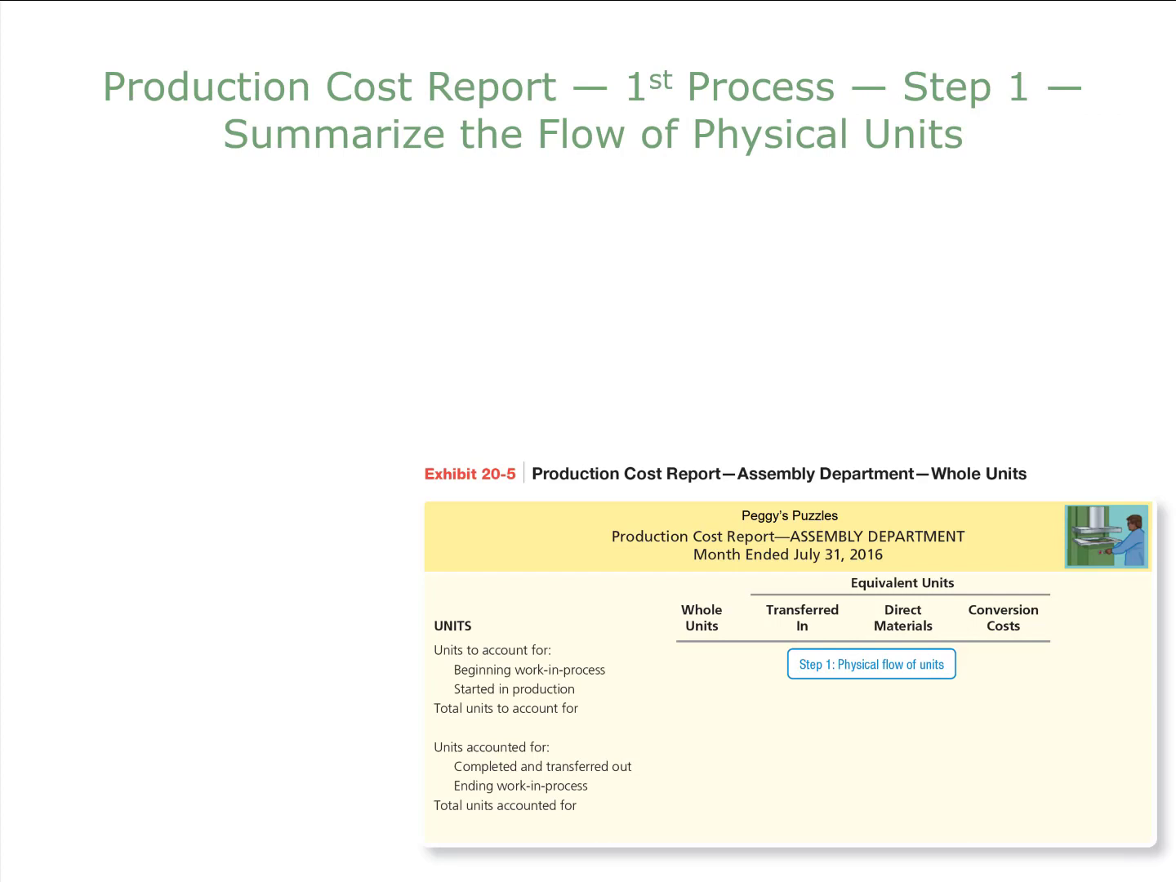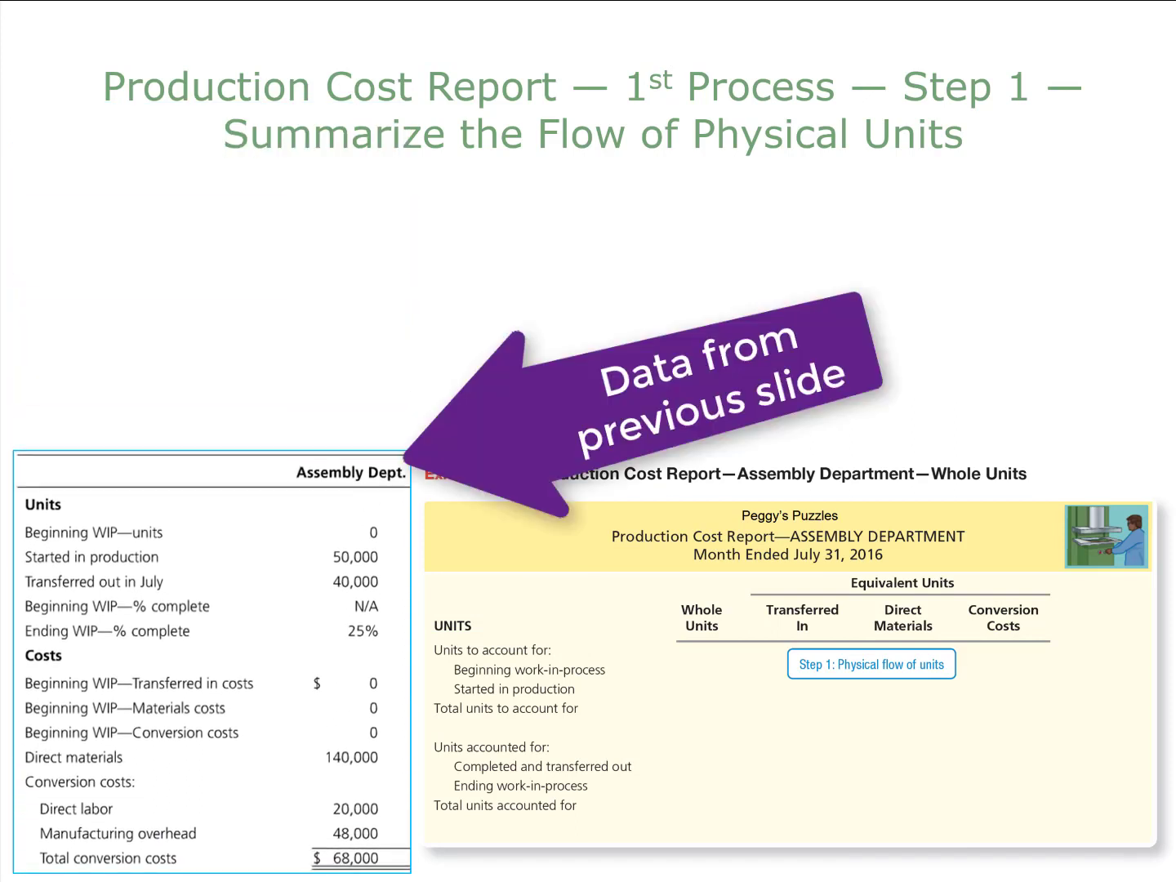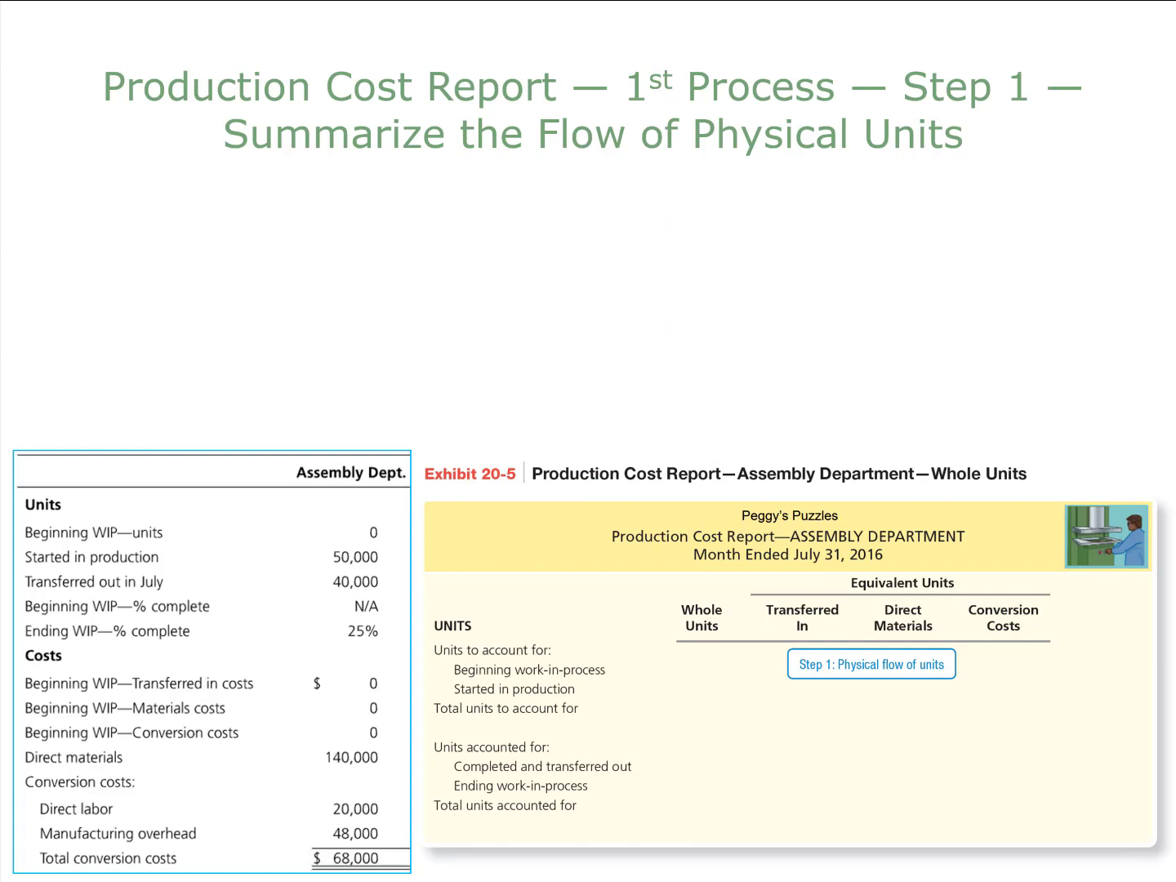The first step for preparing the production cost report is summarizing the flow of the physical units, which are the actual puzzles being made. So here is the information we need for the assembly department for the month of July. To show the flow of physical units, it may be easier to visualize the flow if we have a T account for the assembly department's work in process inventory account.